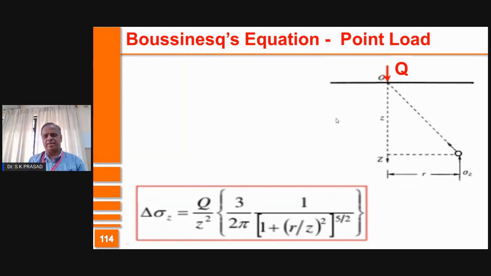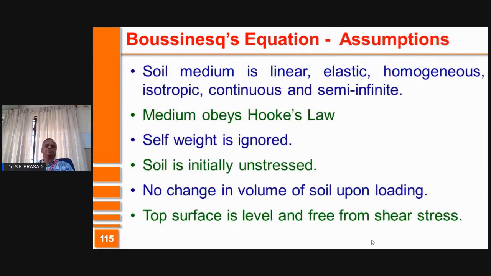So that's what is said here. Q is the point load. You are considering a radial distance r at a depth z. So the point here will have the stress due to external load by this formula. The deeper you go, the radially forward you go, the value of the stress intensity is going to reduce or decrease.